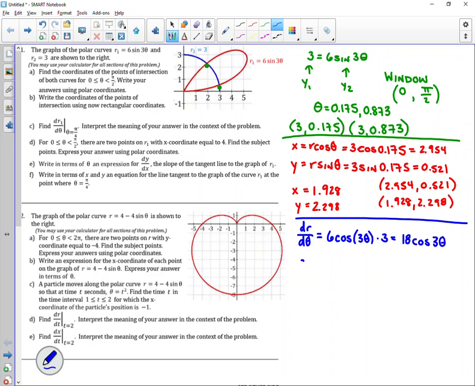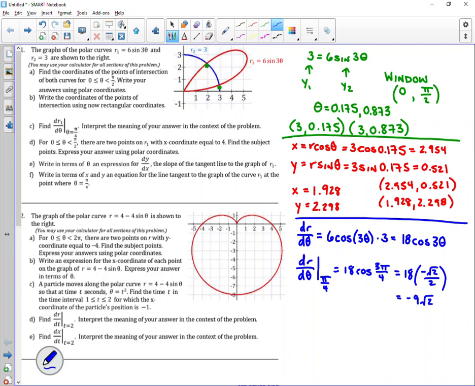Now we're going to plug in pi over 4. So 18 cosine of 3 pi over 4. Well, cosine of 3 pi over 4 is negative root 2 over 2, right? So we get negative 9 root 2. Are you with me? Yeah.